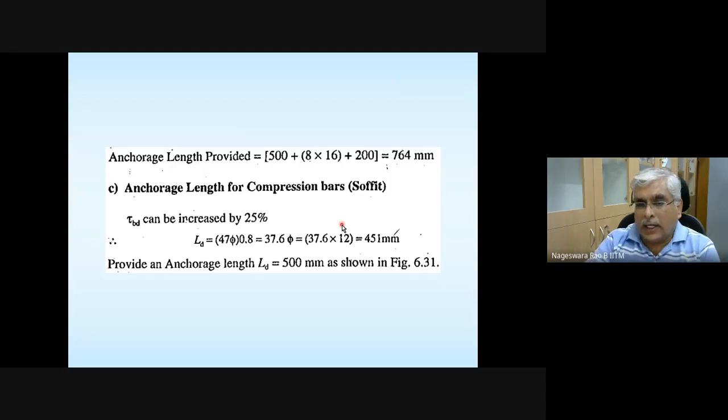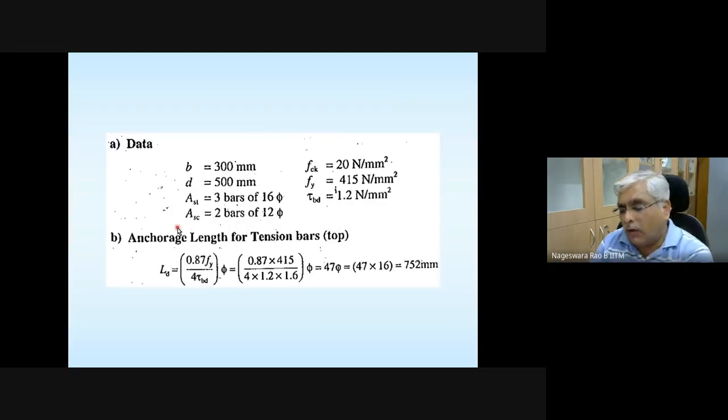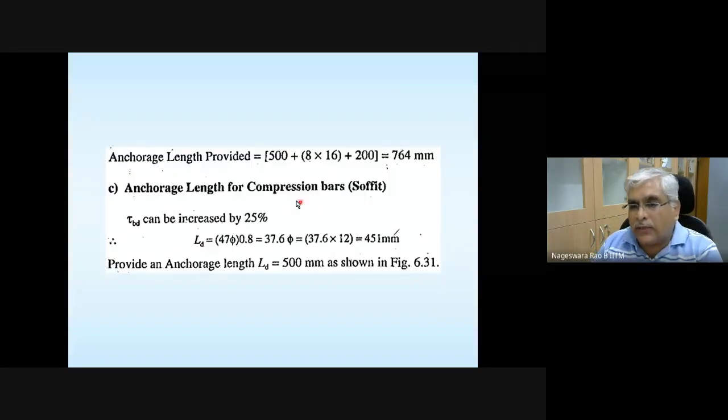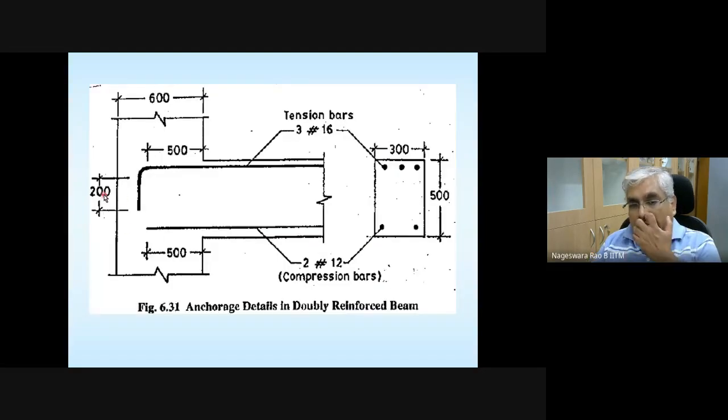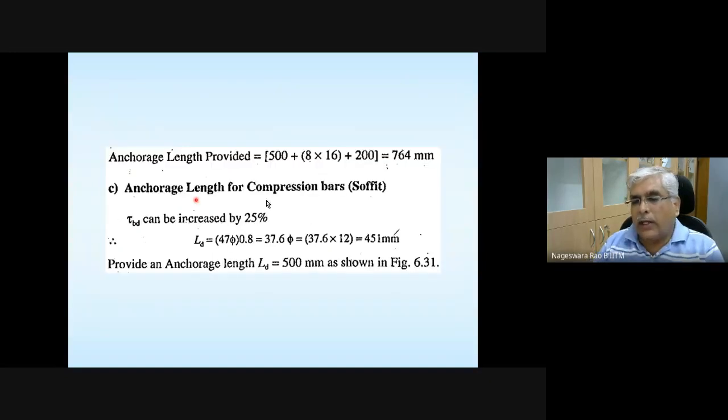Only thing is here, both for the development length or anchorage length required, both for tension bars as well as for compression bars, they are worked out and they are checked here. For compression bars, you need to anchor it over a distance of 500 mm. For tension bars, whatever width is available here is not enough to compensate for the full anchorage length. So you need to go for a 90 degree bend and then a straight portion. So that is what is illustrated. You can go through this.